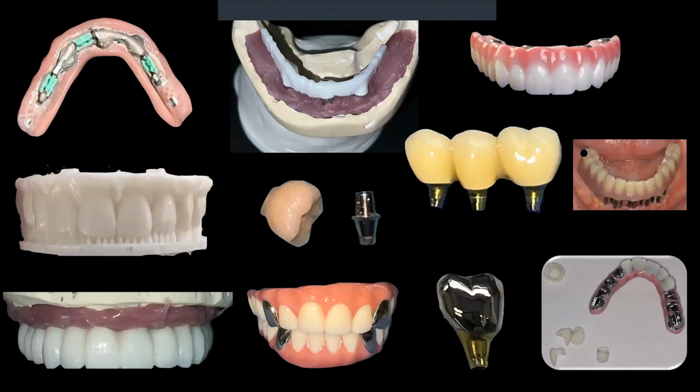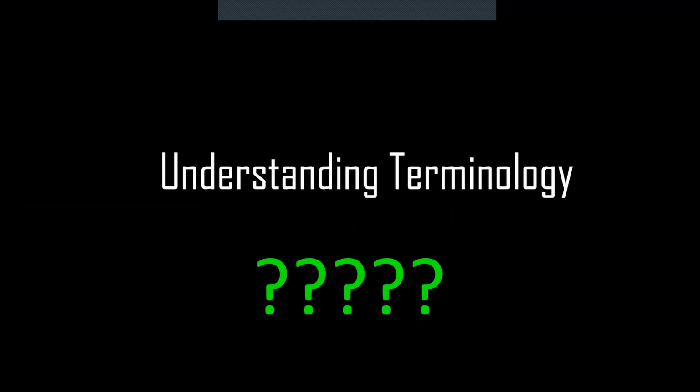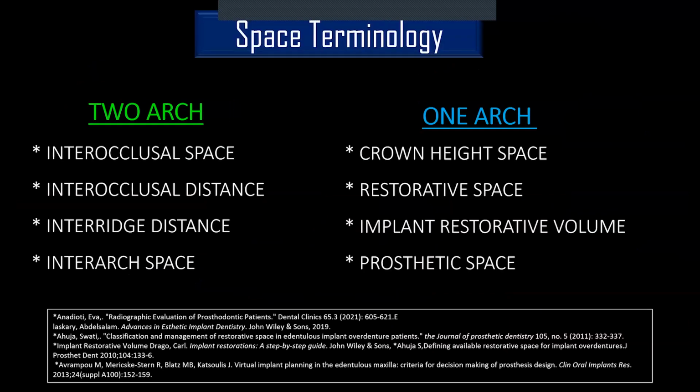We have many different types of restorations that we can make the patient. Ideally, we're going to figure out what type of restoration we're going to make the patient prior to undergoing implant therapy or any surgical intervention. So we must first understand the terminology. We're coming out with a new prosthetic textbook at the beginning of the year, and we did a lit search on this. There are many different terms throughout the implant literature as well as the prosthetic literature.